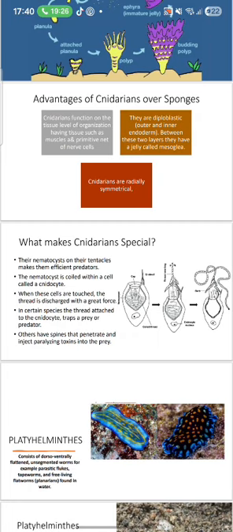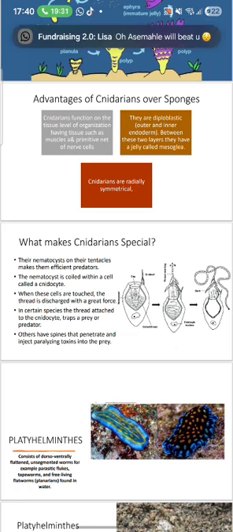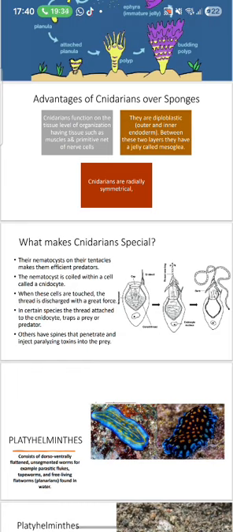The nematocytes on their tentacles make them efficient predators. The nematocyst is coiled within a cell called a cnidocyte. When these cells are touched, the thread is discharged with great force. In certain species, the thread attached to the cnidocyte traps a prey or predator. Others have spines that penetrate and inject paralyzing toxins into the prey.